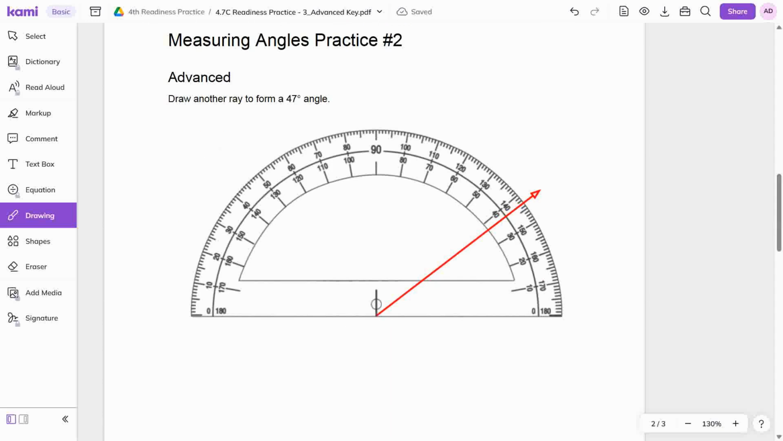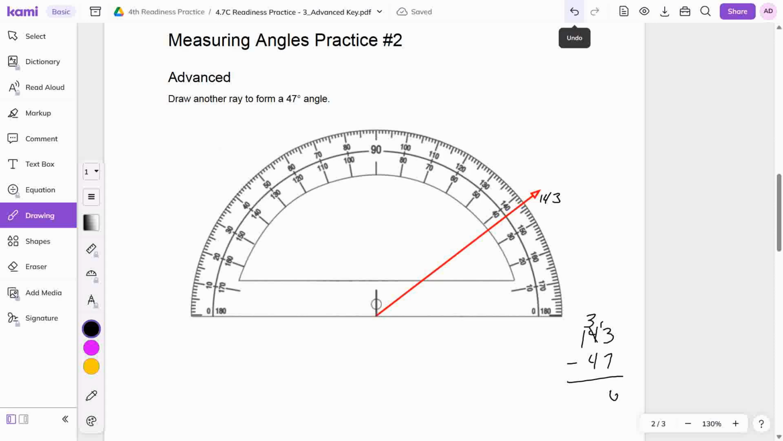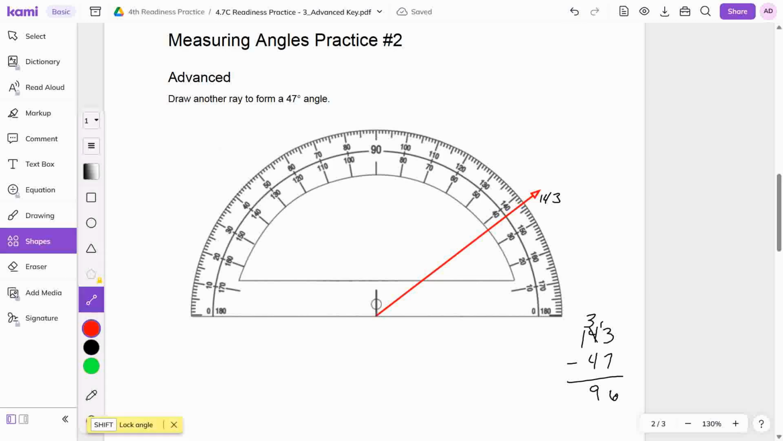So now we need to draw another ray to form a 47-degree angle. So let's take what we just learned. Let's look at our outside. So we are looking at 140, 141, 142, 143. So this is 143. So if I want a 47-degree angle, it's going to come somewhere over here, and it's going to be 47 degrees less than 143. So let's subtract the two. 143 minus 47. That's going to get us, we got 6. All right, 96.